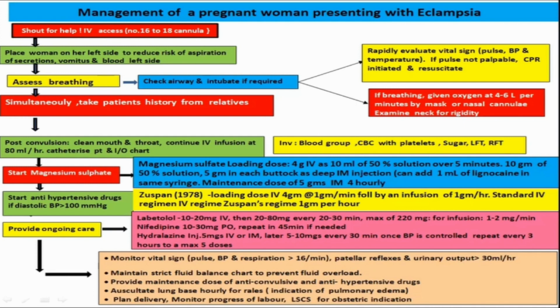Zuspan regimen. Then labetalol to provide ongoing care: labetalol 10 to 20 mg, then 20 to 80 mg every 20 minutes, maximum 220 mg. Infusion 1 to 2 milligrams per minute.